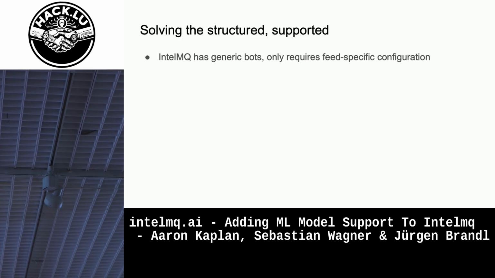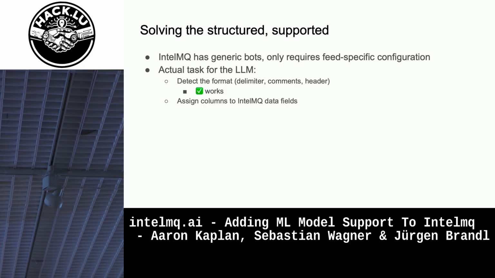IntelMQ has a few so-called generic bots, which only need some kind of configuration to actually make use of them. For example, we will stick with CSV data feeds because that's the simplest form, and LLMs can parse that. We can give a CSV feed to the LLM and it detects all the CSV-related parameters like the delimiter, the header, the column names, and so on.